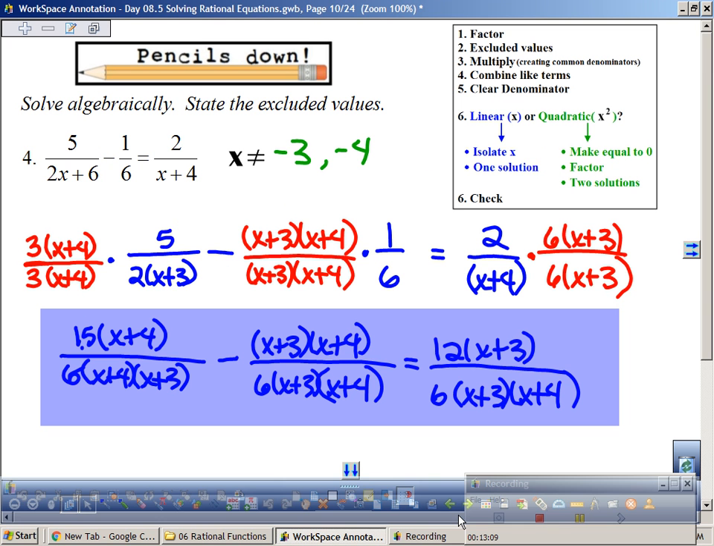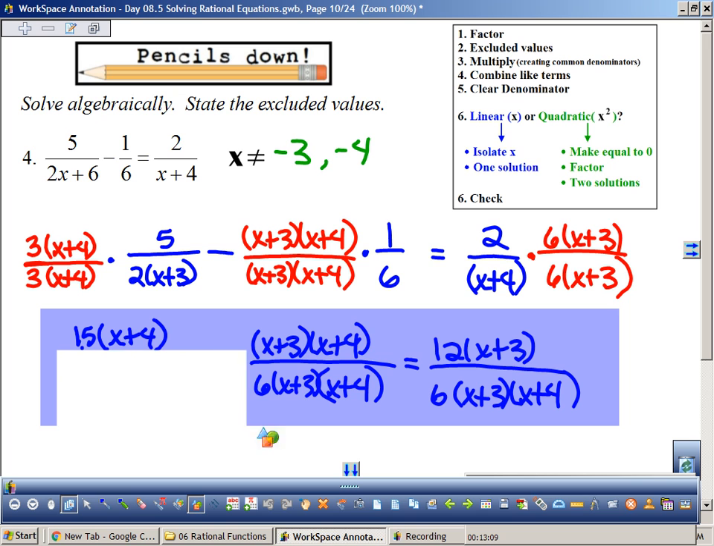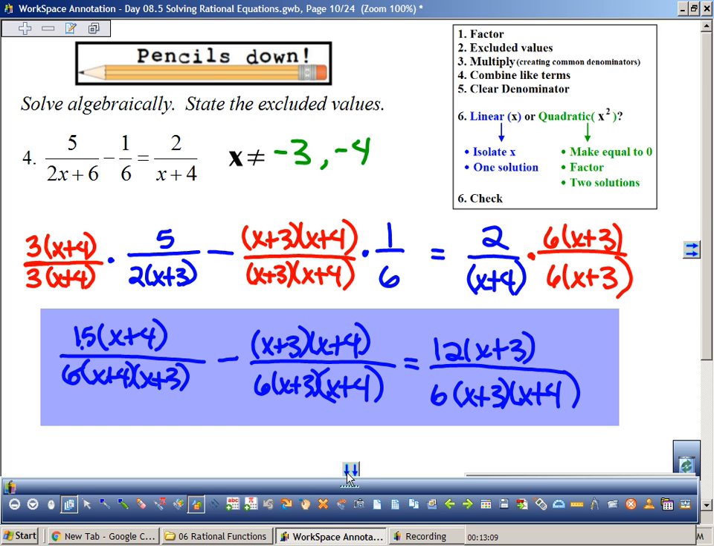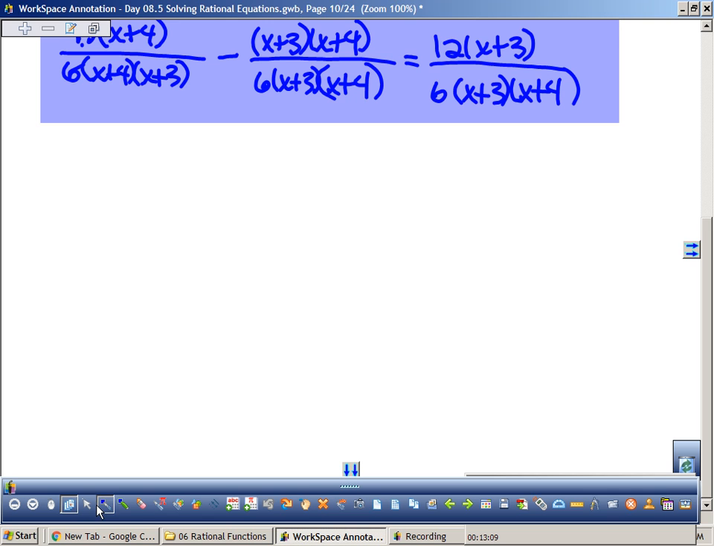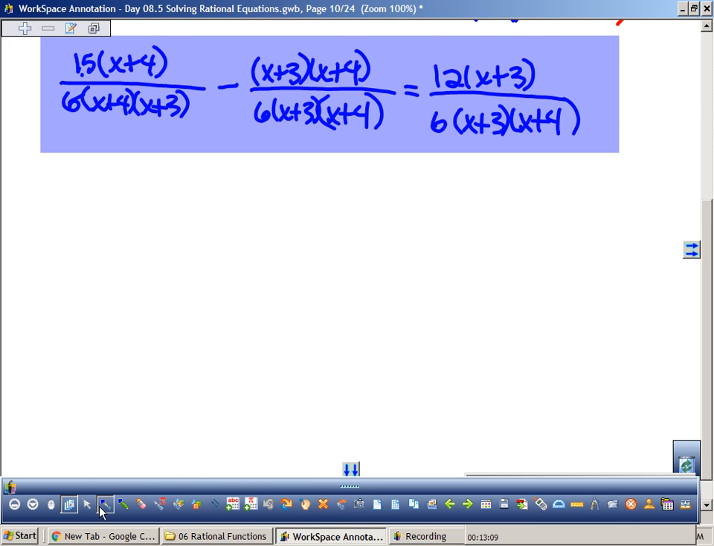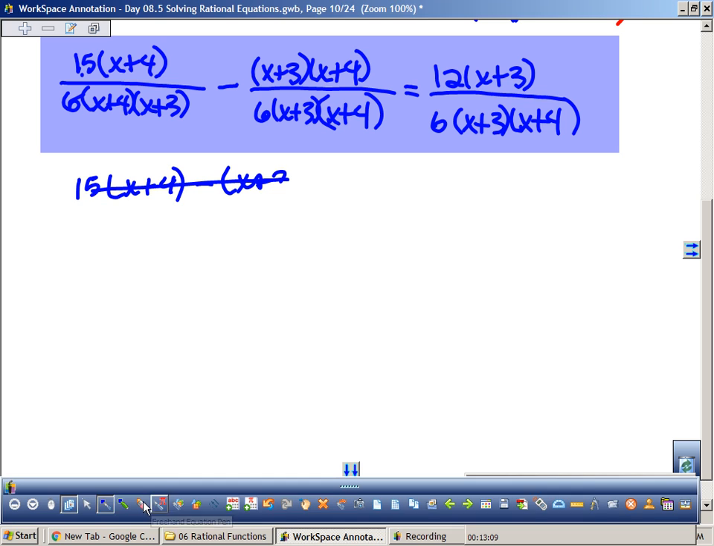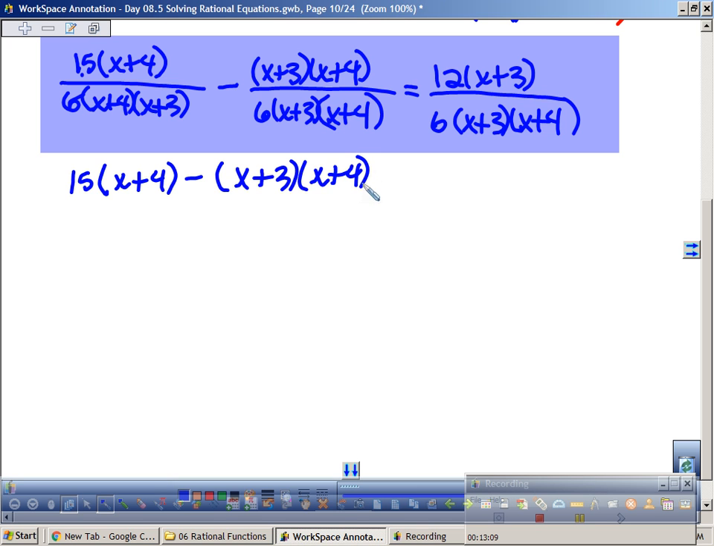What about this one? All right. Everybody matches? Fantastic. So if everybody matches, I have to rewrite it. Oh, well. There we go. Everybody matches, so I'm just going to take my numerator since I'm just going to rewrite it. 15 times x plus 4, minus x plus 3 times x plus 4, equals 12 times x plus 3.